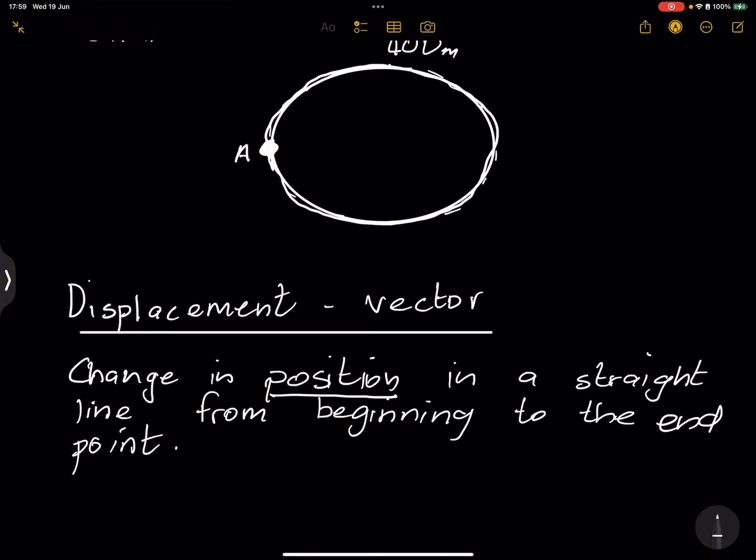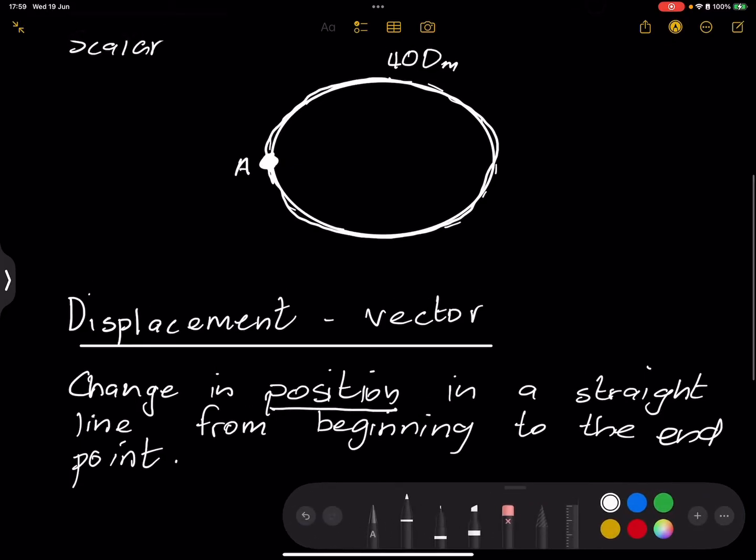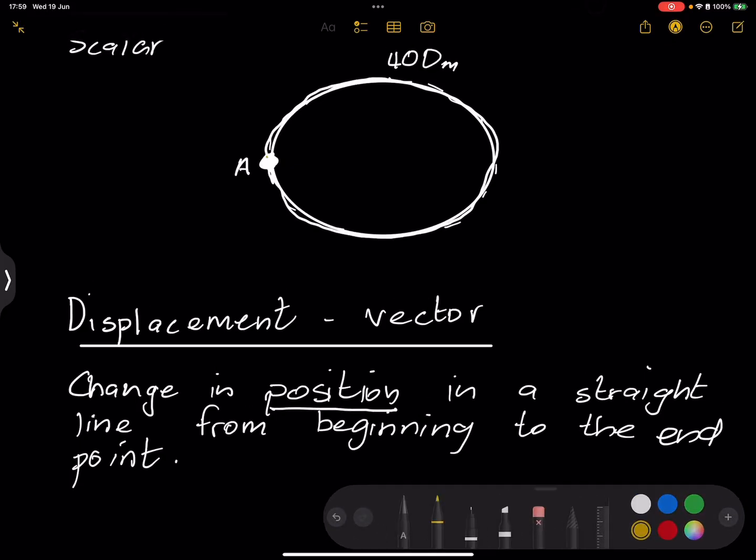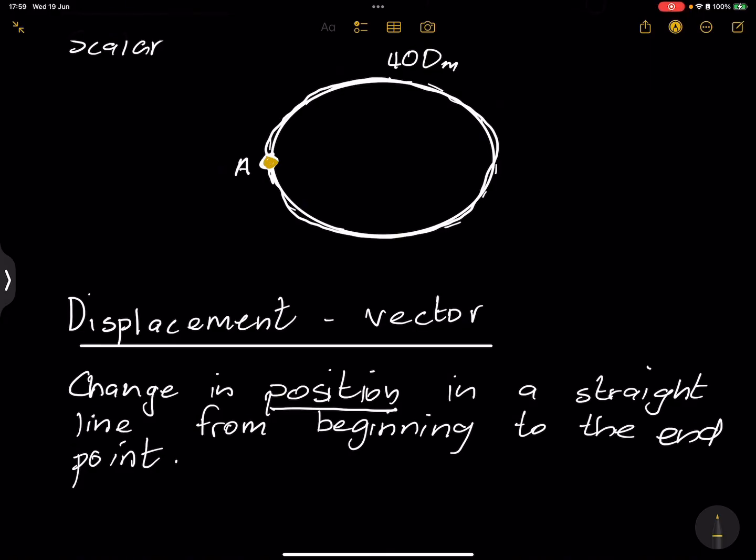Okay? Now, let me just make a quick example again. Let's say I move across a field and I get to the halfway mark. Let's say here's our halfway mark. If it's a field that is 200 meters long, what would be the distance that I've traveled? In this case, it would mean that I have traveled a distance of 200 meters from A to B, right?